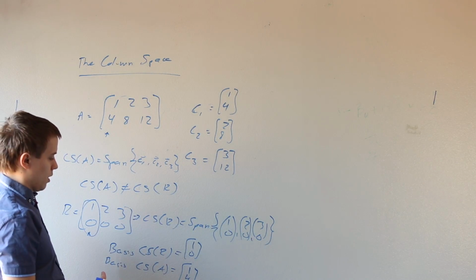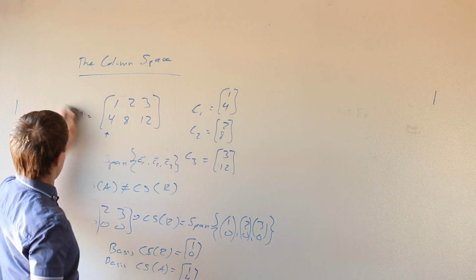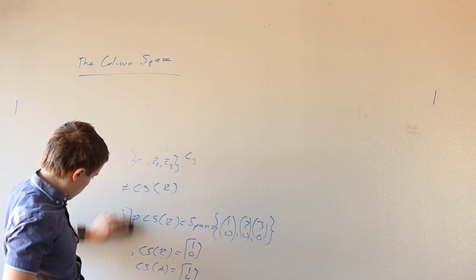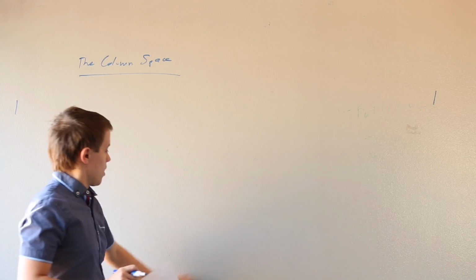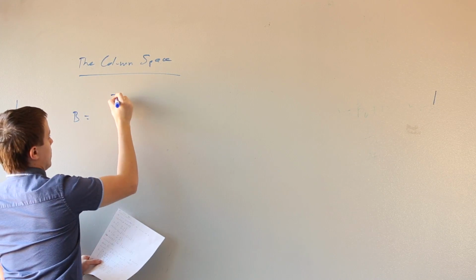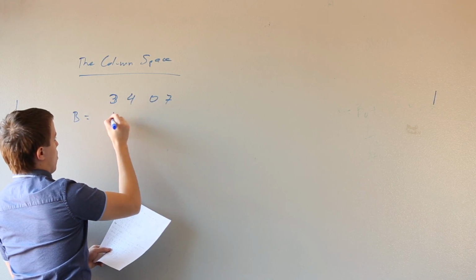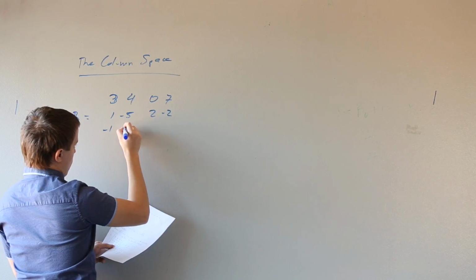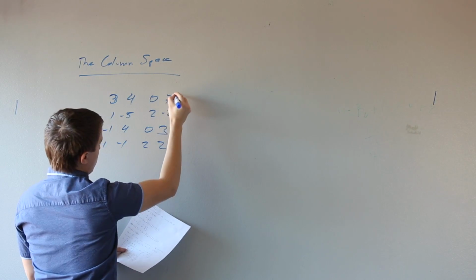Now let's look at an example with more than one. Let's take a matrix B and write it down: 3, 4, 0, 7, 1, negative 5, 2, negative 2, negative 1, 4, 0, 3, 1, negative 1, 2, 2.